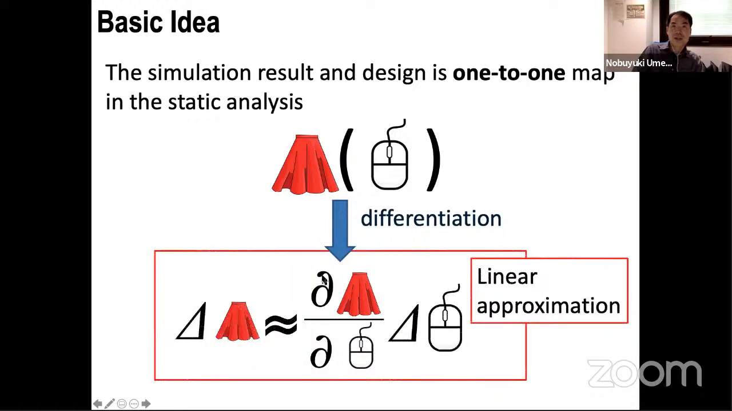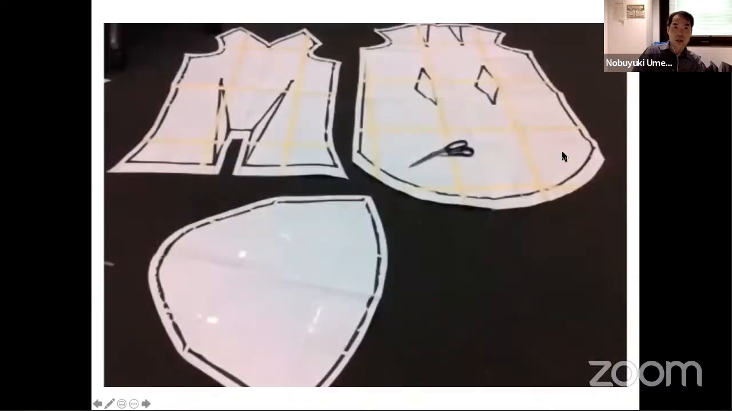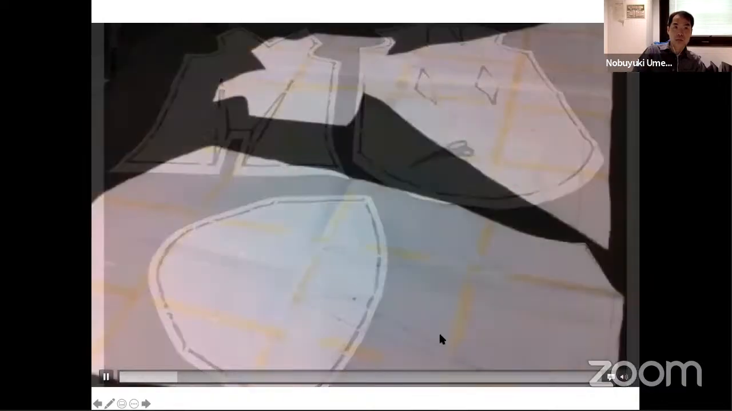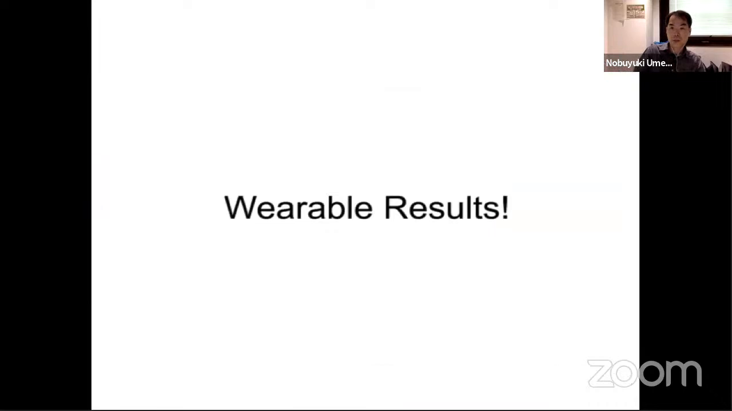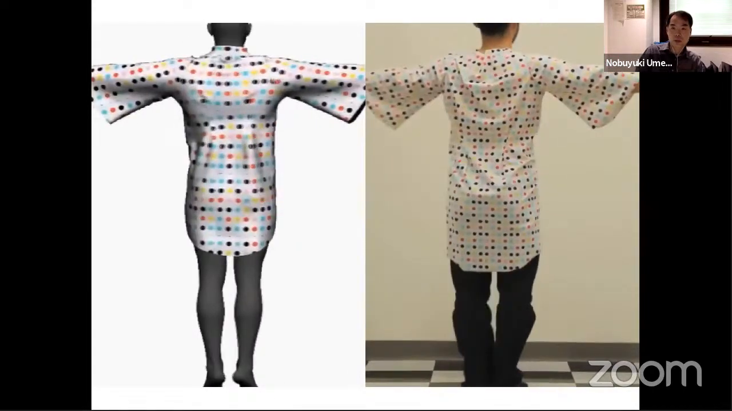With this sensitivity information, we can quickly give feedback, like a linear approximation, to the user, so that the simulation doesn't stop or freeze and continuously gives users feedback. And we can print out the pattern at a larger size, and we can get this kind of wearable result.